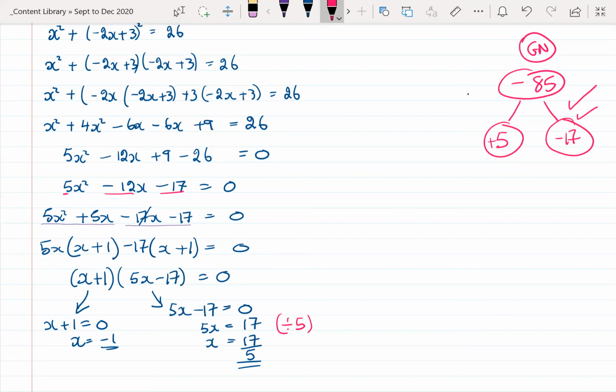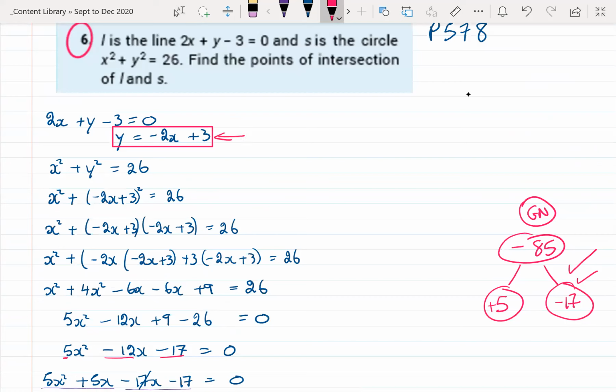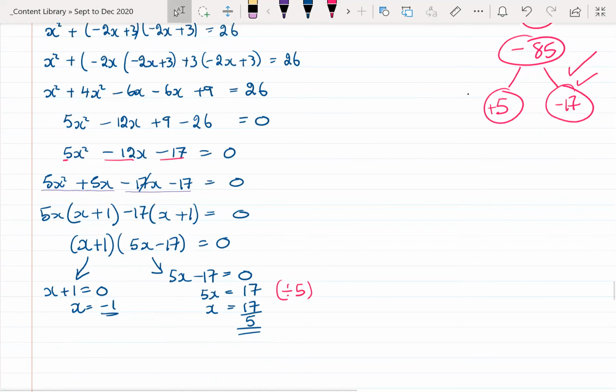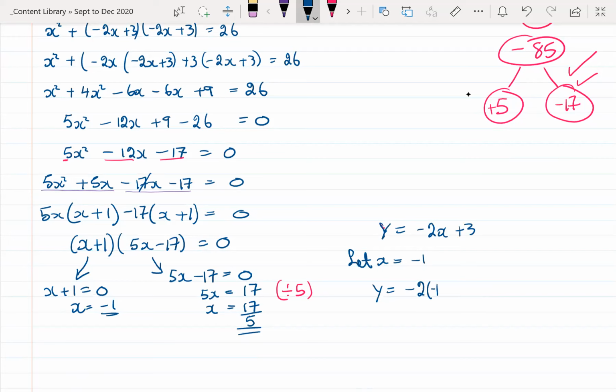Now we know what x is. We have two values for x. And remember, way back up here, I said once we know what x is, we'll be easily able to figure out what y is. Because y is equal to minus 2x plus 3. Now we know x is minus 1, so just substitute that in. That'll tell us what y is. Minus 2 by minus 1 is a positive 2. So we get 5. So when x is minus 1, y is 5, and that's one of the points of intersection of this line and the circle.